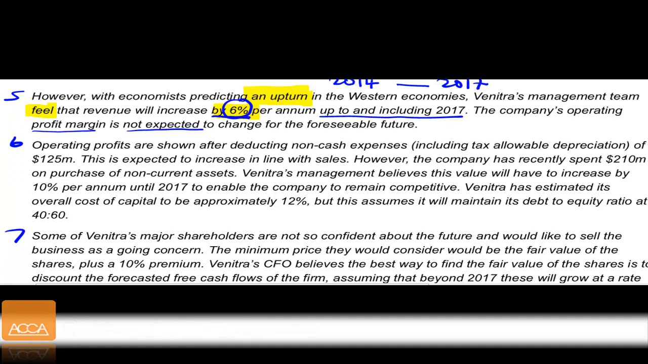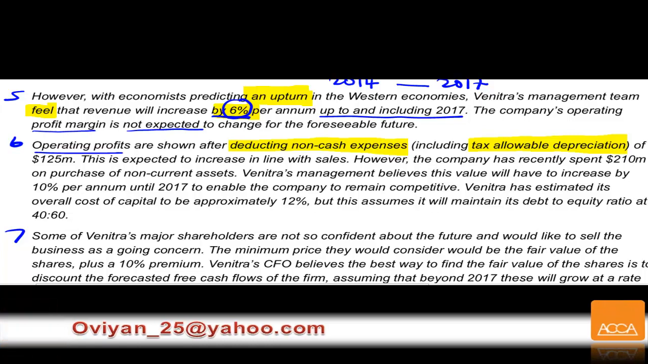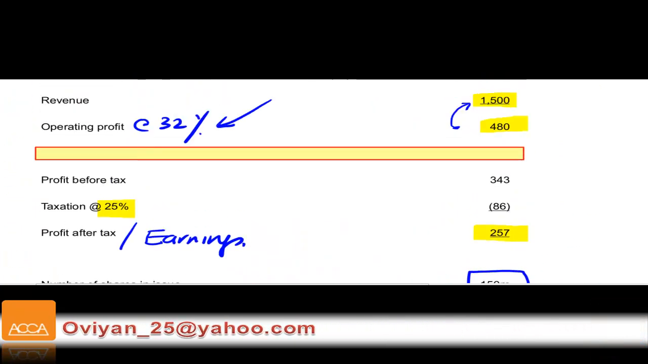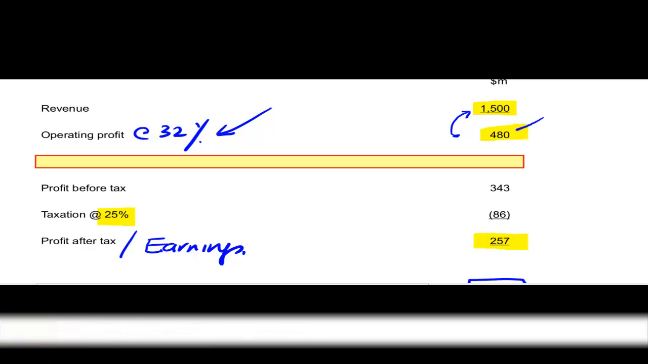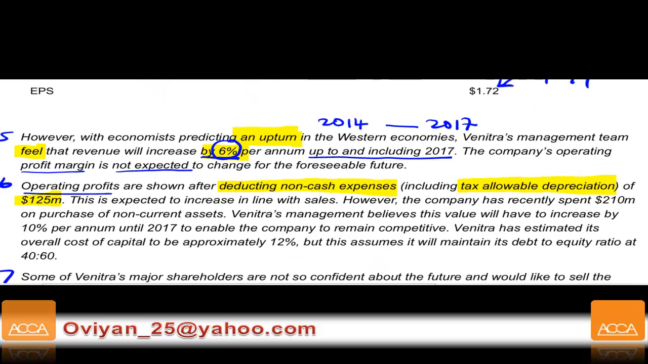The company's operating profits are shown after deducting non-cash expenses, including your TAD, your tax allowable depreciation. Now you should know that free cash flows do not show non-cash expenses, but it is shown to get the right tax calculation. Normally we'll add them back, but anyway it's included in your operating profits. That means these profits are after non-cash expenses, TAD. So your job will be to add them back.